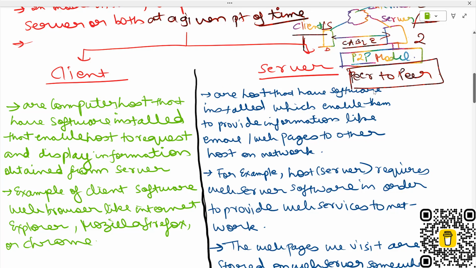They are the host machines that have software installed which enable them to provide information like email, web pages, or files to other hosts on the network, right? Server is nothing but a computer which has a high processing capability as compared to a client, right? And they have the proper software installed on them which enables them to provide the information.